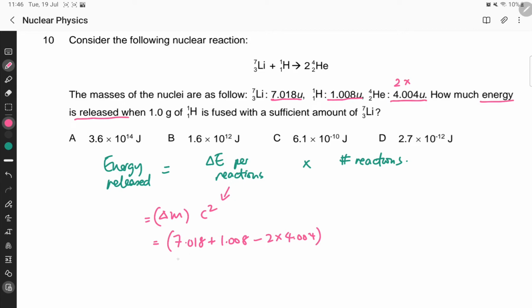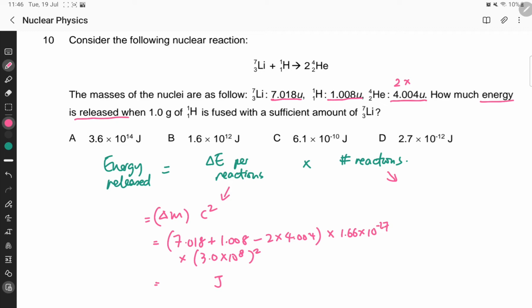Moreover, you still need to times the atomic mass unit, 1.66 times 10 to the power of minus 27, then times C square, 3.0 times 10 to the power of 8 whole thing square. So this will give you an answer in terms of joules, okay?